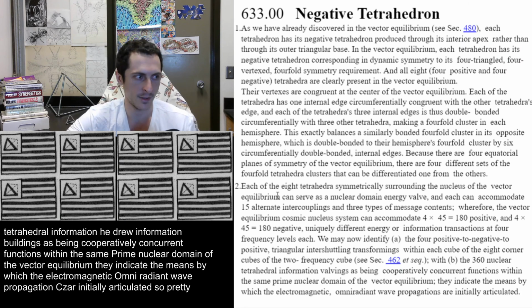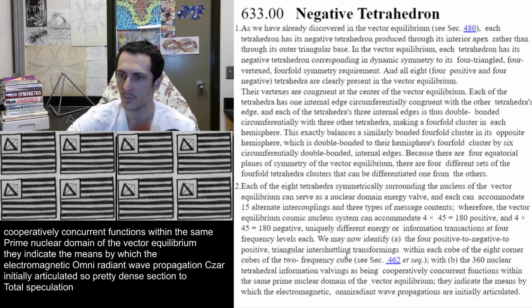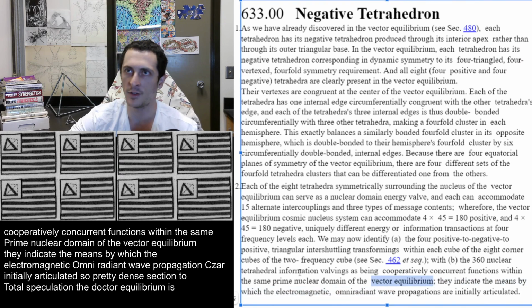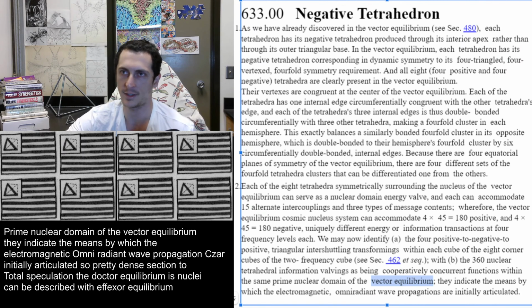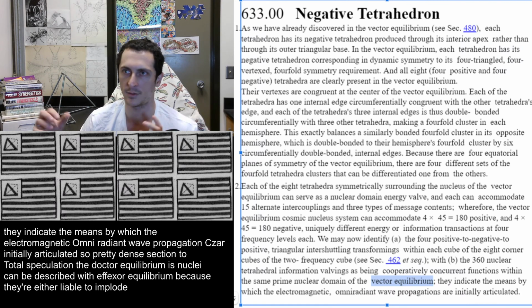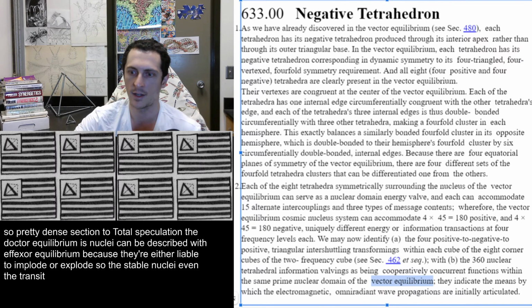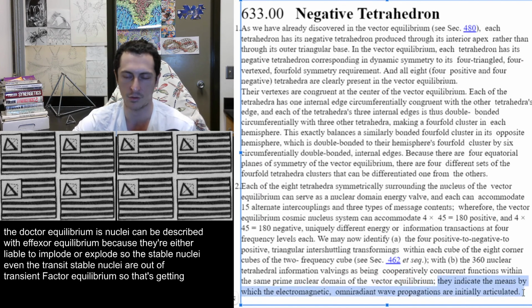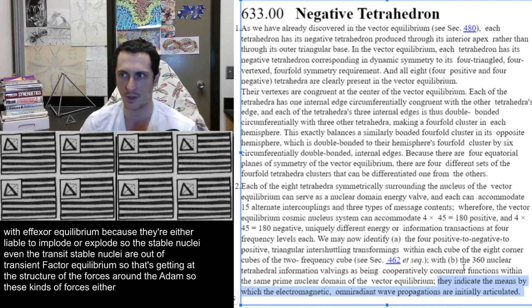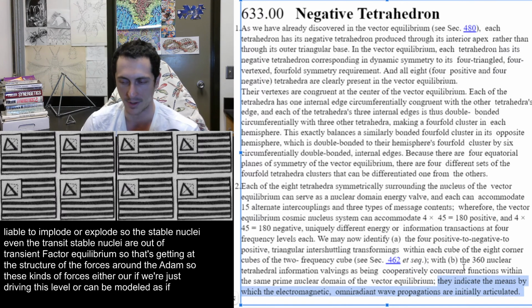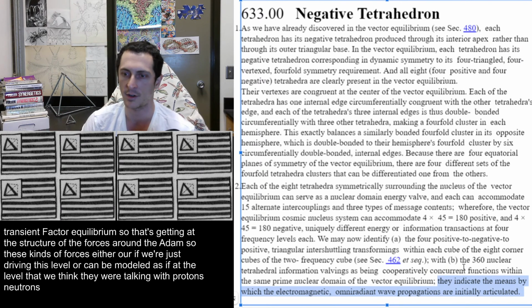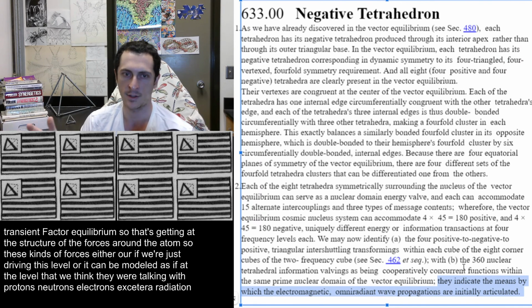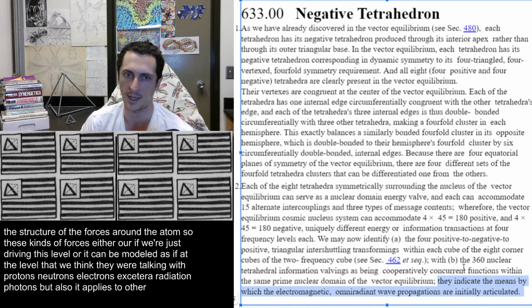So, pretty dense section, so total speculation. The nuclei can be described with a vector equilibrium because they're either liable to implode or explode. So the stable nuclei, even the transient stably nuclei, are at a transient vector equilibrium. So that's getting at the structure of the forces around the atom. So these kinds of forces either are, if we're describing this level, or it can be modeled as if at the level that we think that we're talking with protons, neutrons, electrons, etc. Radiation, photons, but also it applies to other nuclei.